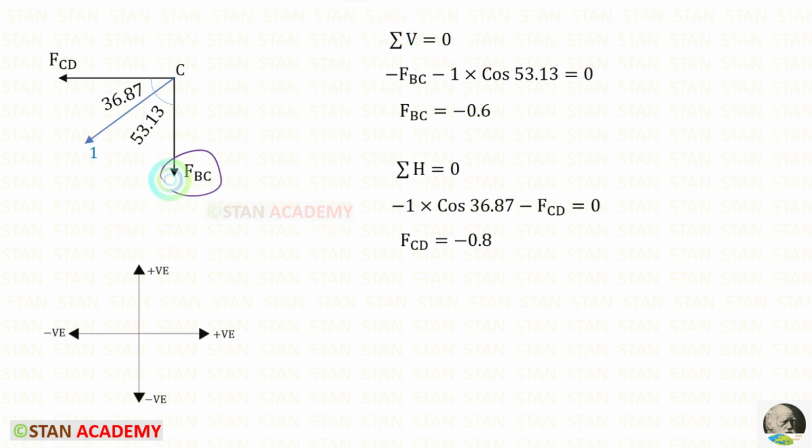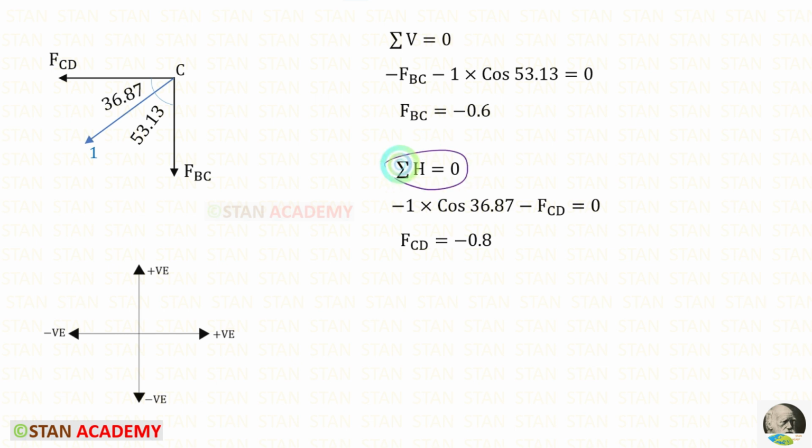If BC is acting downwards, it will be negative. We have to resolve the unit force in the vertical direction. To keep it vertical, we need this angle. So with the unit force, we have to multiply cos 53.13. Since it is acting downwards, it will be negative. For FBC, we will get minus 0.6.